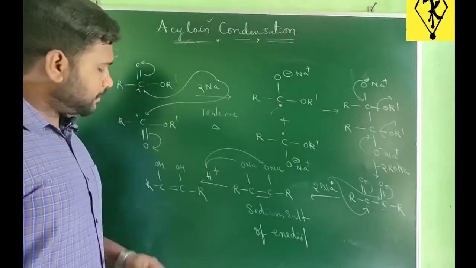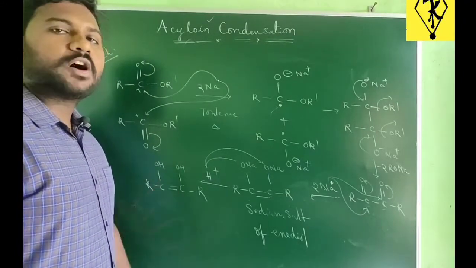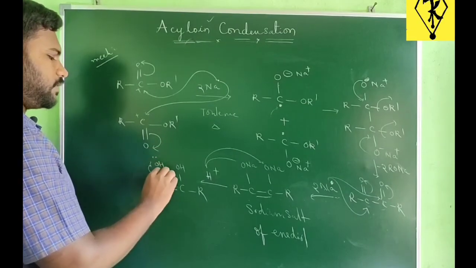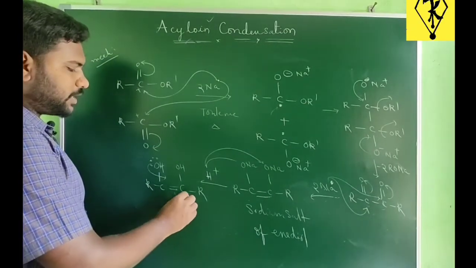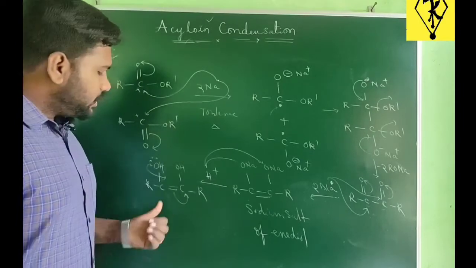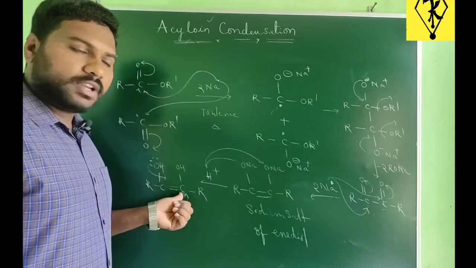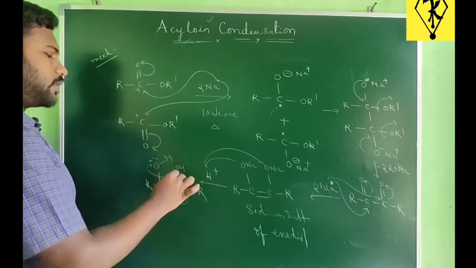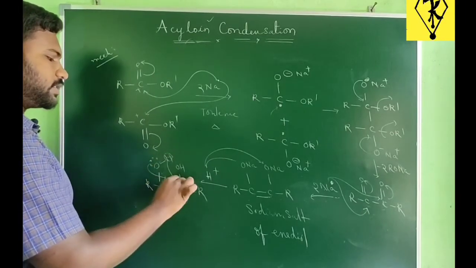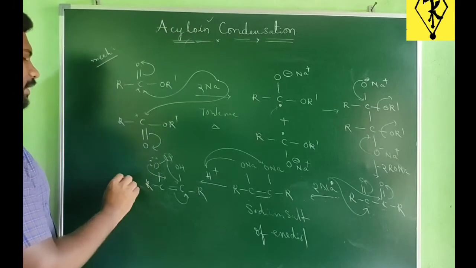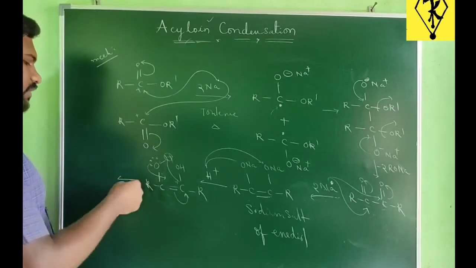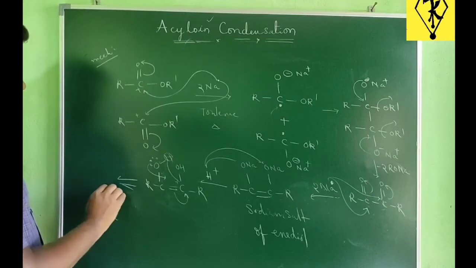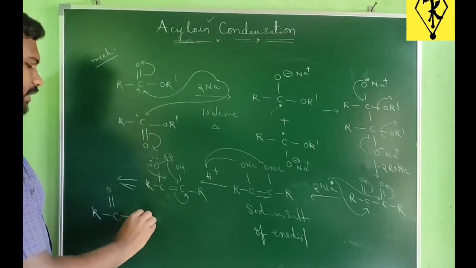Now on tautomerism, this molecule becomes alpha hydroxy ketone. The lone pair on oxygen involves in delocalization. This pi bond shifted towards this carbon. Now this carbon becomes negatively charged. So that's why this hydrogen of alcohol group will migrate towards this carbon. This phenomenon is known as tautomerism. So this molecule becomes alpha hydroxy ketone.